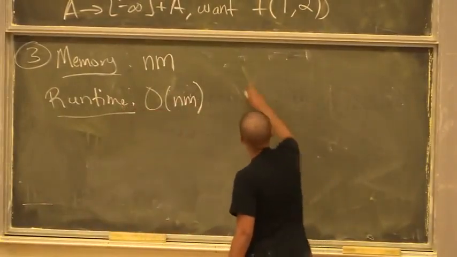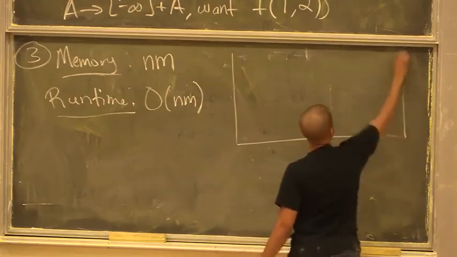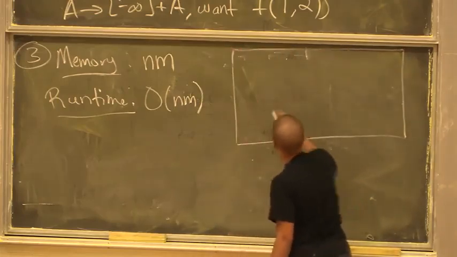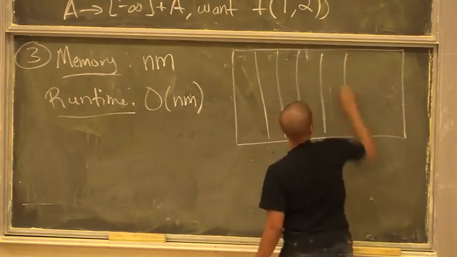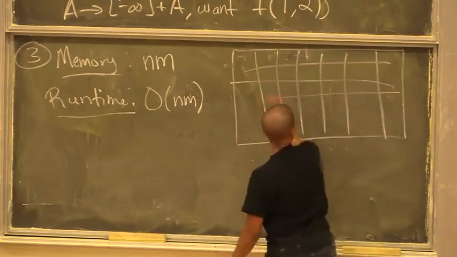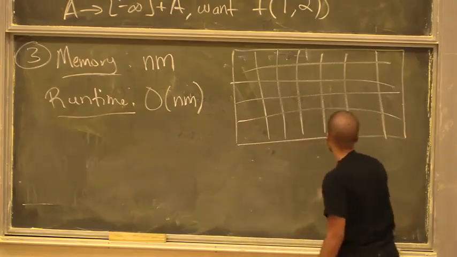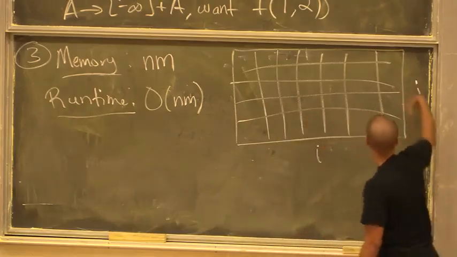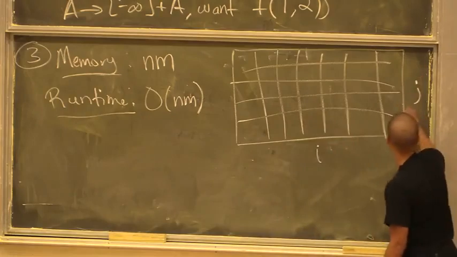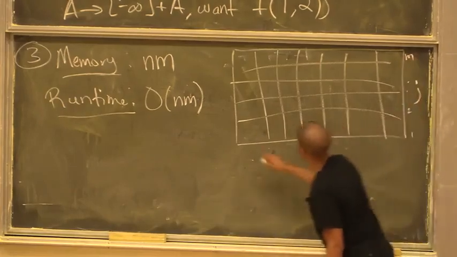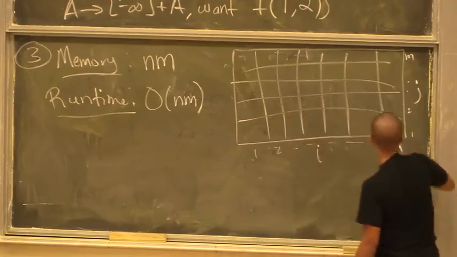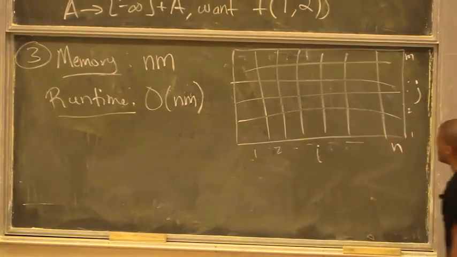Now, if you look at the dp table, right? Here you have the i's and here you have the j's. So this is an index into t. This is between 1 and m, 1, 2, up to m. And this is, let's say, 1, 2, up to n.